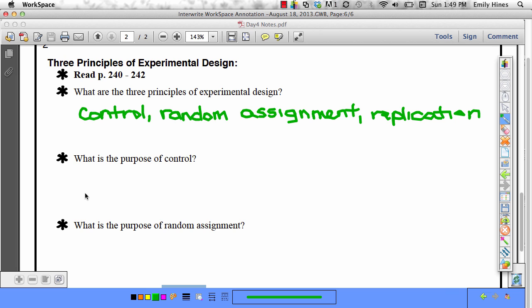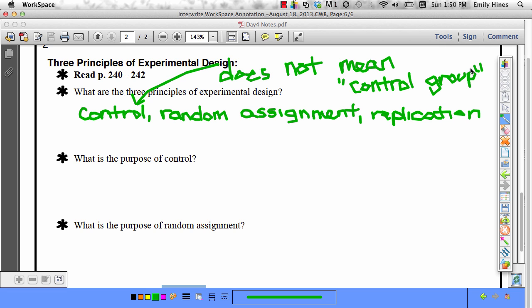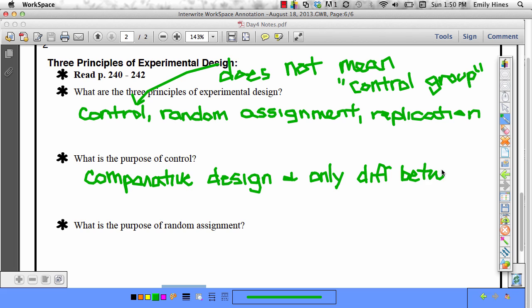Okay, you need to know that control does not mean control group. We've just discussed that we don't always have to have a control group. These are not the same thing. This control means that I'm going to use a comparative design and do my best to make sure that the only difference between the groups is the treatment.